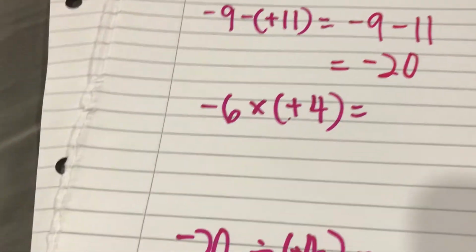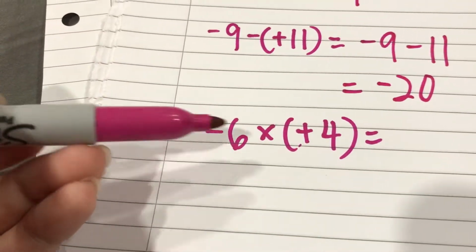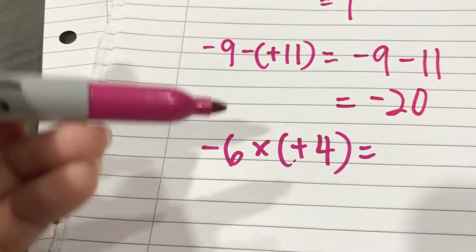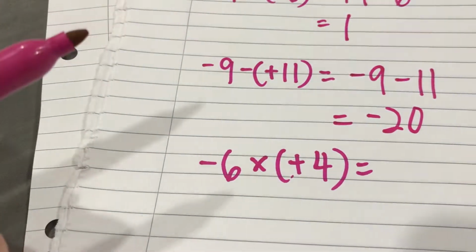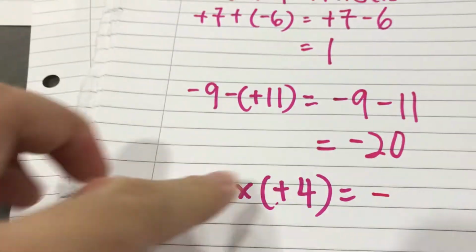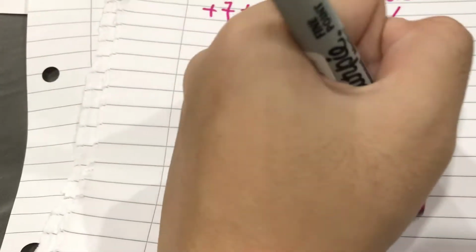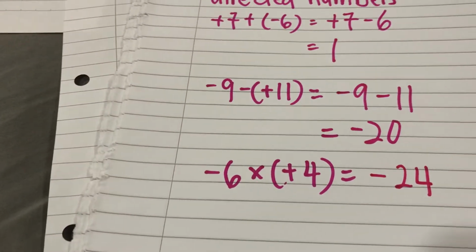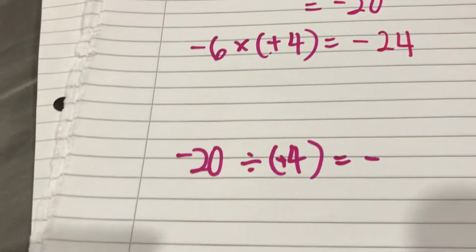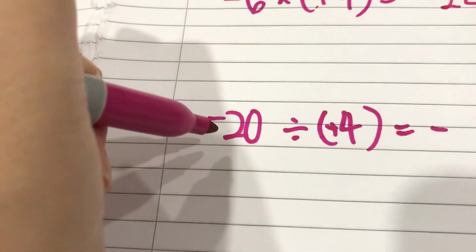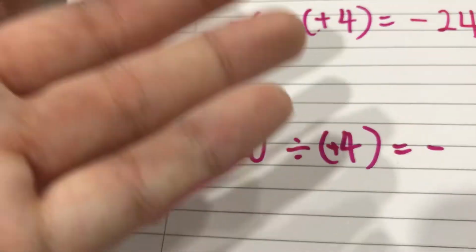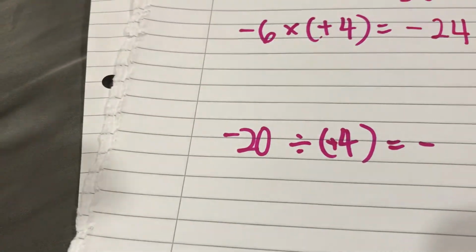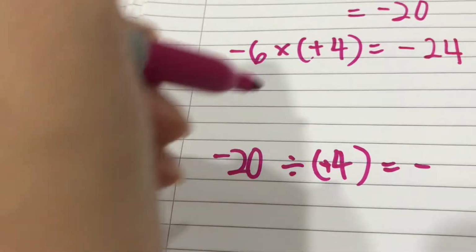And then next we have multiplication, which is -6 times +4. So negative and positive will get a negative answer. So -6 times 4 will get -24. Next is divide. So -20 divided by +4. Negative divided by positive will get a negative. Then 20 divided by 4 we get 5. So it's -5.